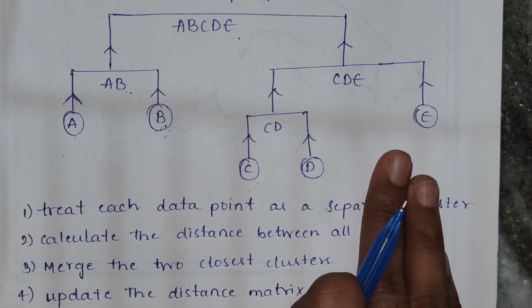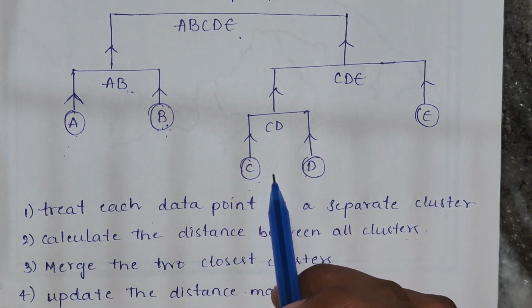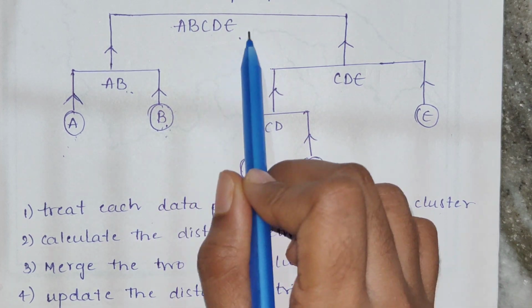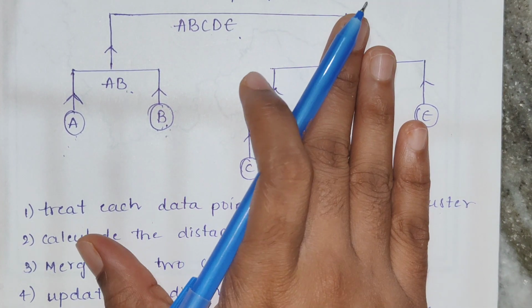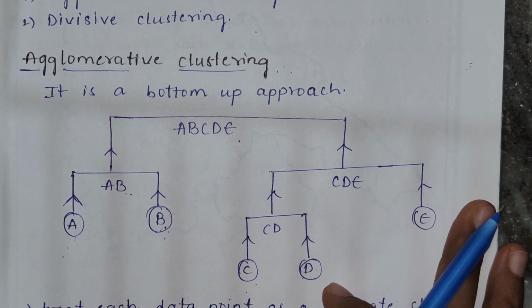A dendrogram is nothing but a tree, right? See, think of A and B. We have merged A and B, and we have merged C and D, and step by step all points come together and form one single cluster. Understood? This is about agglomerative clustering. And moving on to the next one, divisive clustering.